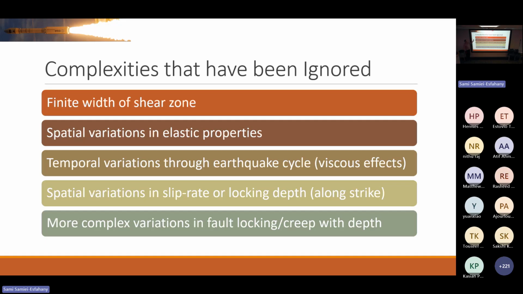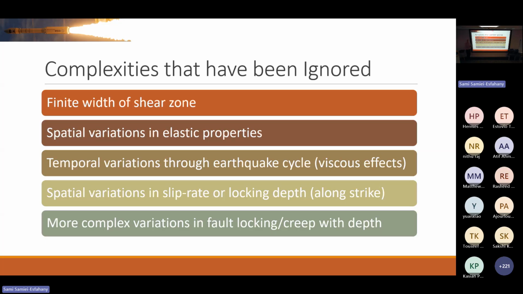So we've treated it as a screw dislocation, so just a plane offset. We don't account for any finite width for the shear zone. We don't look at different spatial variations in elastic properties. You can complicate the model a bit and say one side's more rigid than the other, and that gives you an asymmetry in that arctan strain. We don't look at any temporal variations for the earthquake cycle. We just say it's constant at the moment. And we don't look at any spatial variations in slip rate.